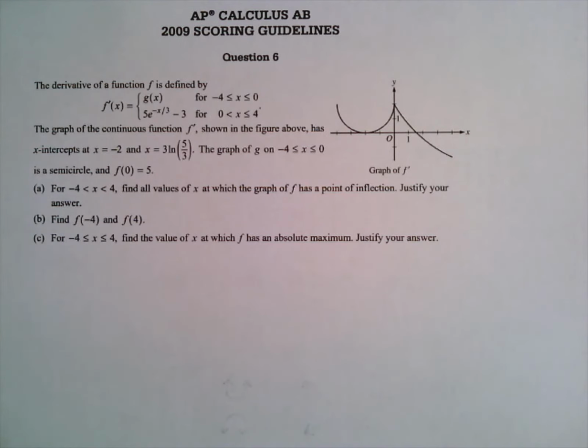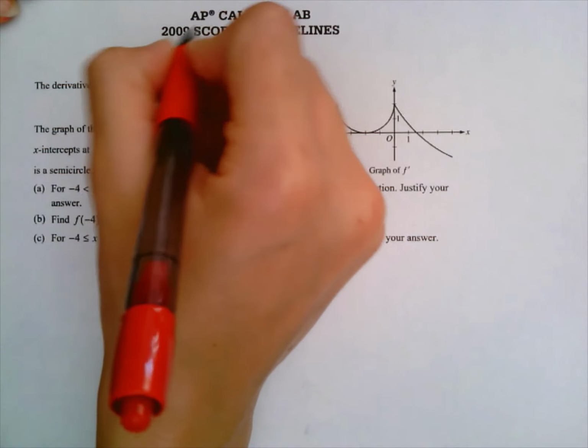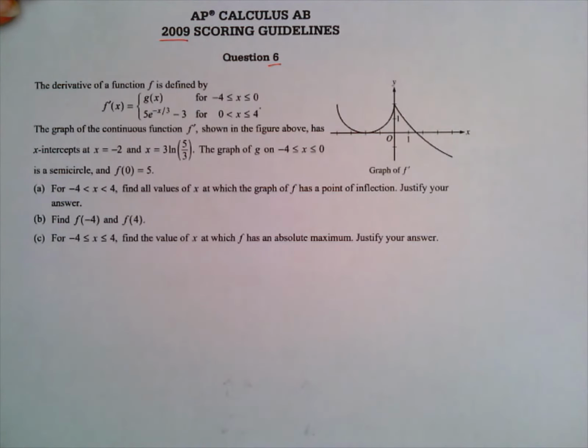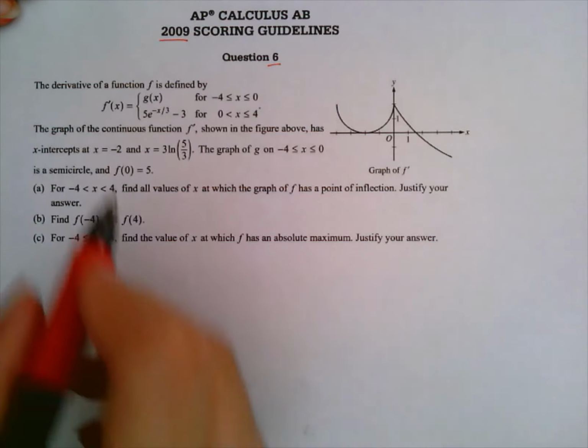Looking at this first question, if you'd like to print this out so that you can solve it on paper as well, if you just put in Google AP Cal AB 2009 question 6, it'll come out and you can print this out. You can also see the solution manual on how they gave points that year, okay? So let's start by marking the information that's given.